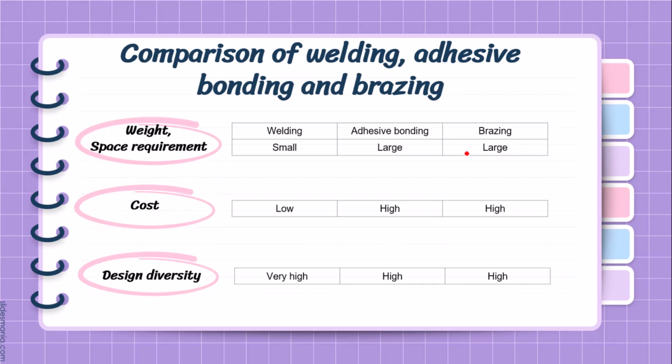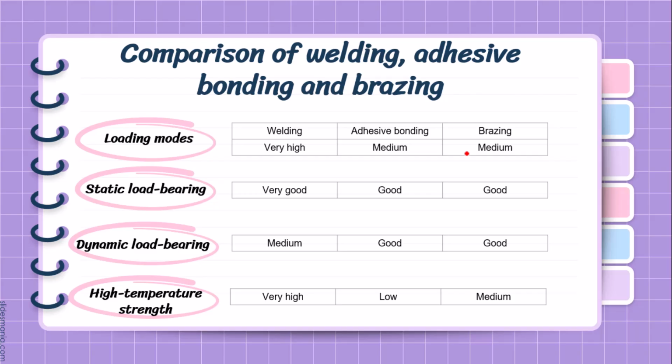Regarding the loading modes that can be applied on the joints made by these processes, for welding, the diversity of the loading modes that can be applied on the joints is very high. For adhesive bonding it is medium, and for brazing it is also medium. It is because the adhesive joints can bear the loads only in shear. It is because of the nature of this bonding.